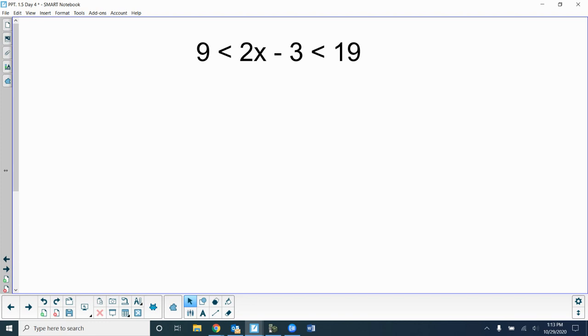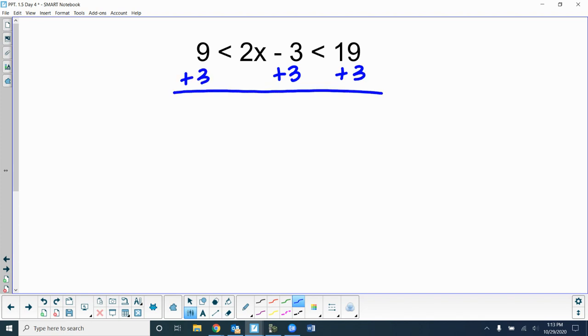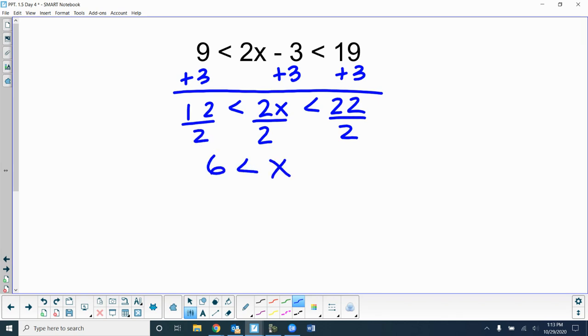Or you can leave it together and just get X, leave X in the middle and move stuff away from the middle. So if you add 3 to get it out, you've got to do it to both ends. So you get 12, 2x, 22. And then you're going to move the 2. So you can divide both ends by 2 also. So if you want to do it this way, not split it up, you can. Or split it up into 2, that's fine.